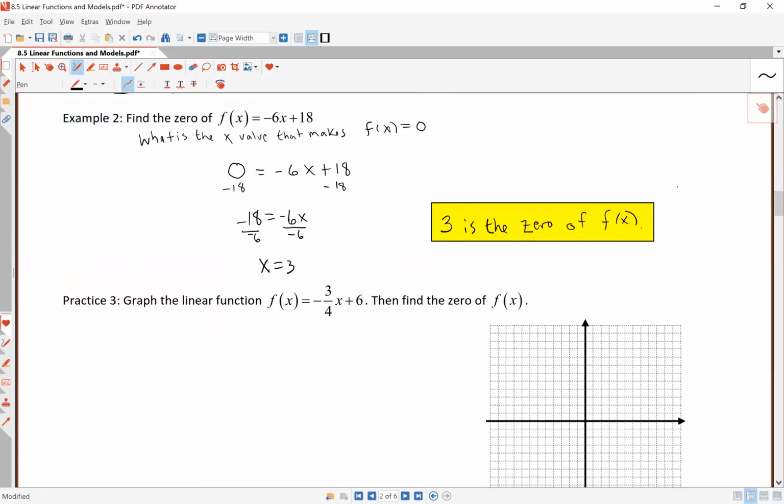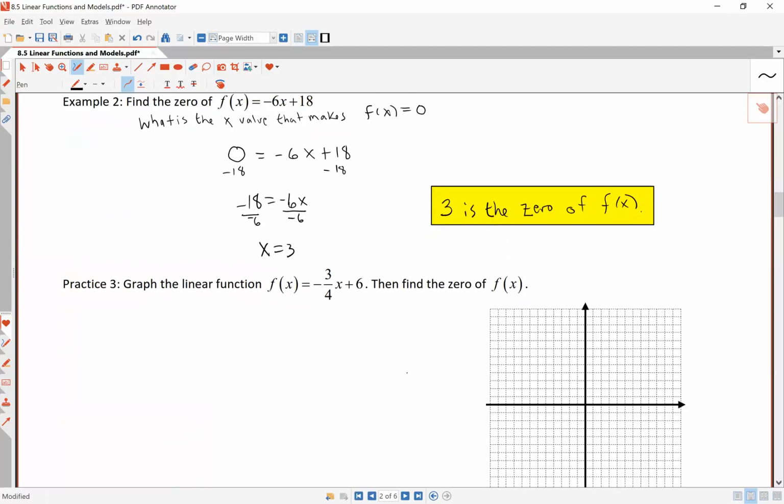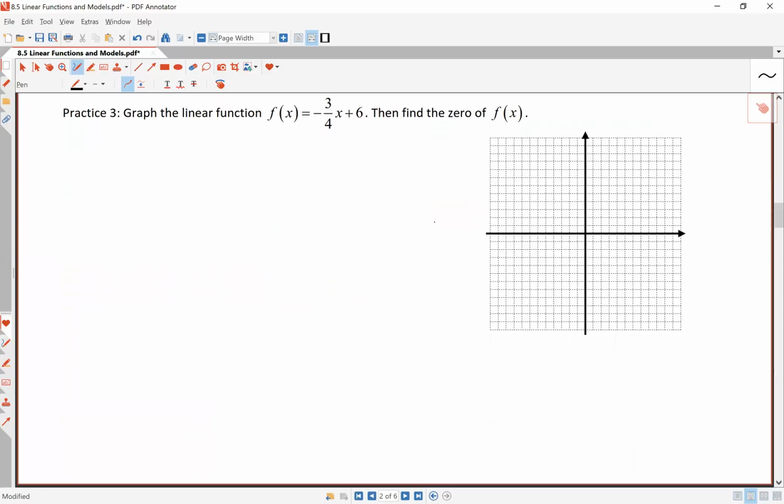This leads me to practice 3 for you to try. I encourage you to press pause on your video and work this out and come back when you're ready to see the solution. Now that you've had a chance to work this out, I'll work this out with you. Two parts to this: graph the linear function and then find the zero of f of x.